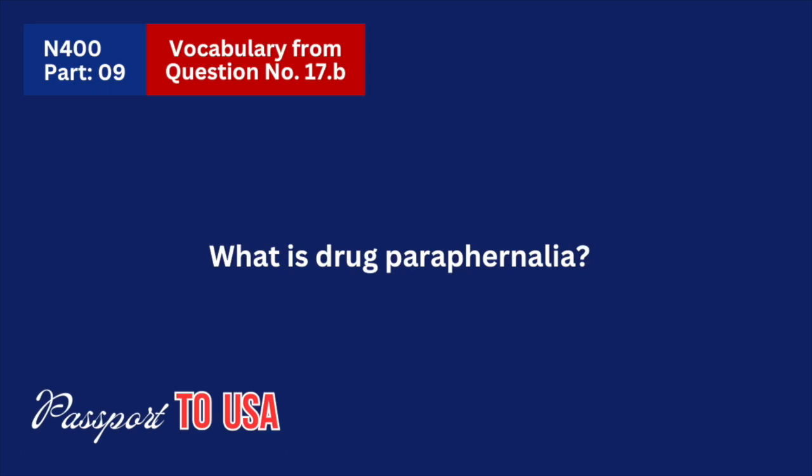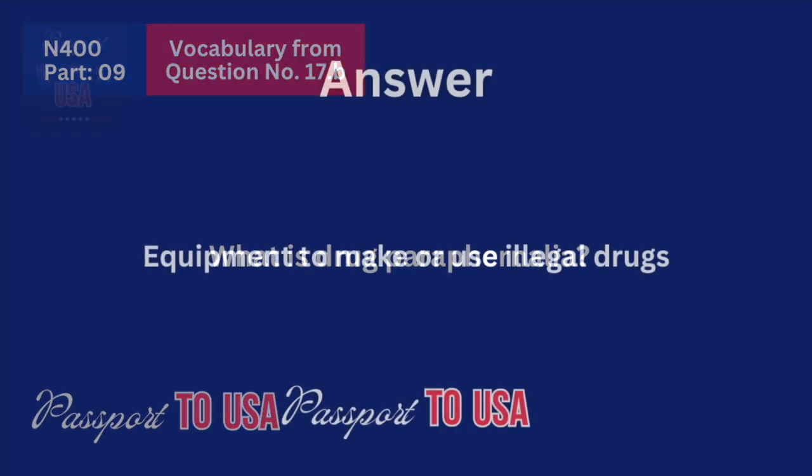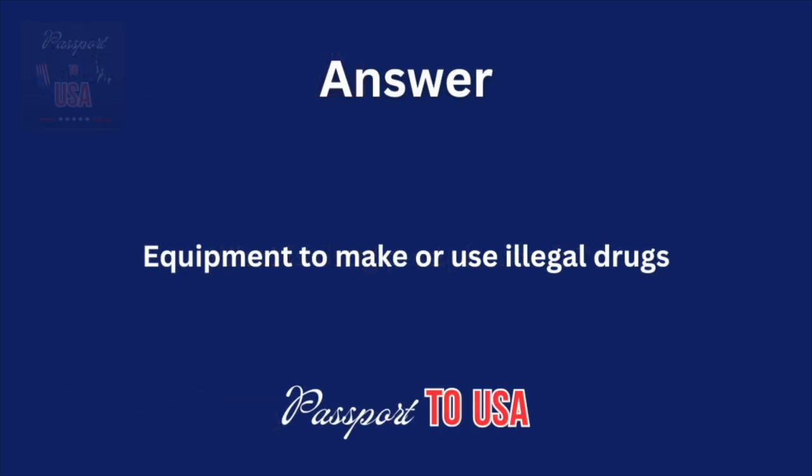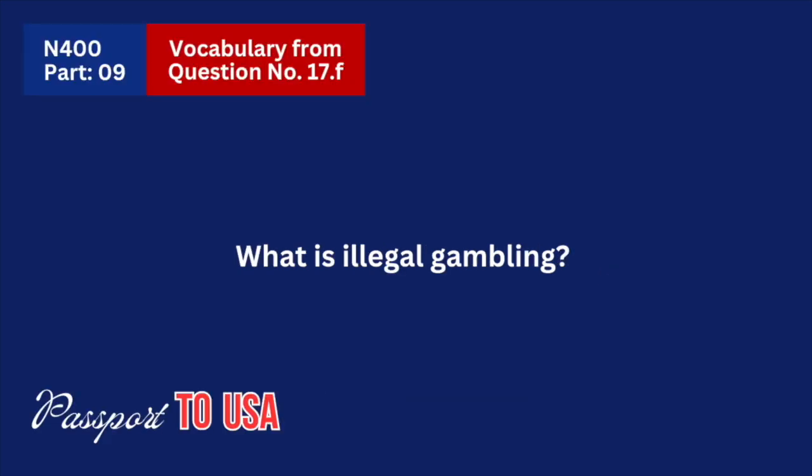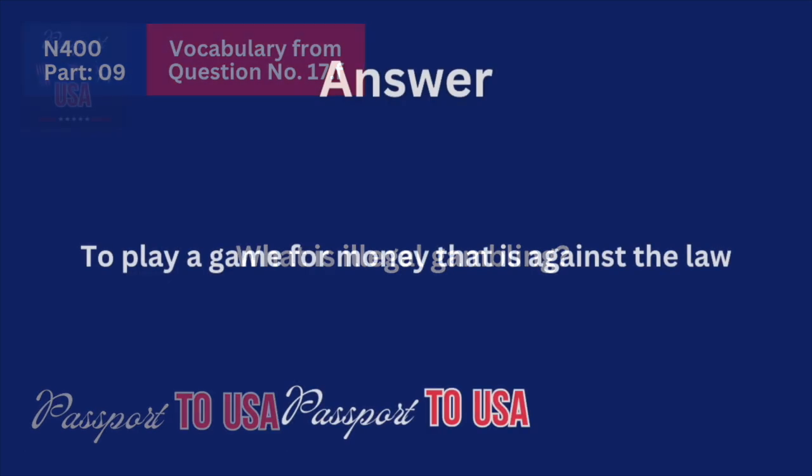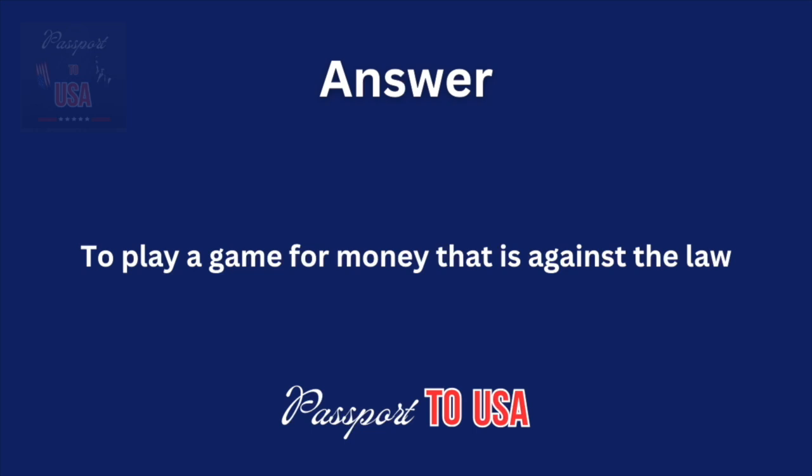What is drug paraphernalia? Equipment to make or use illegal drugs. What is illegal gambling? To play a game for money. That is against the law.